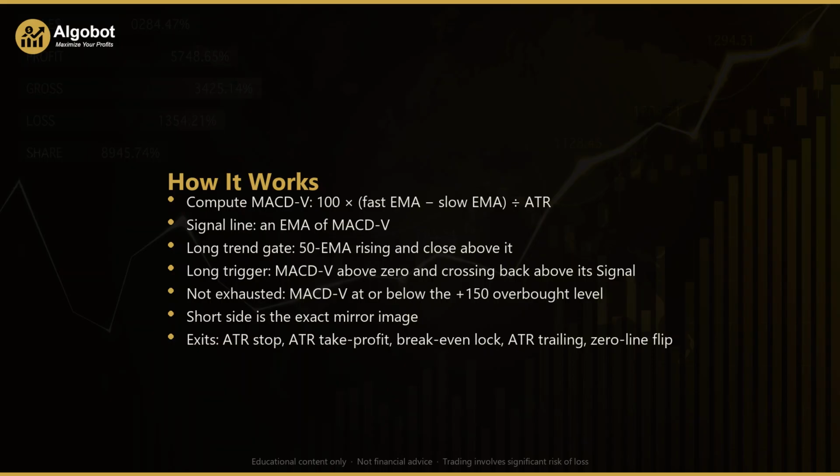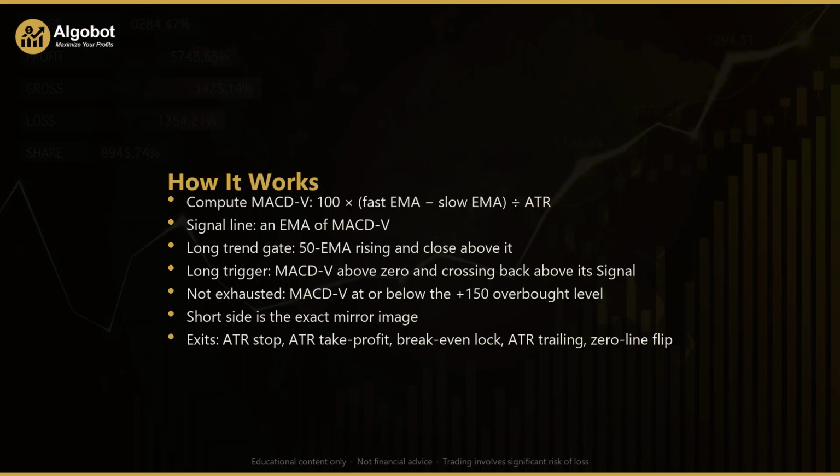There's also a guardrail. If Macdv is already at or above the overbought level of 150, the strategy stands aside because it does not want to enter an already stretched move. The short setup is the precise mirror, a falling trend average with price below it, Macdv below zero, a crossover back down through the signal line, and Macdv no lower than negative 150.